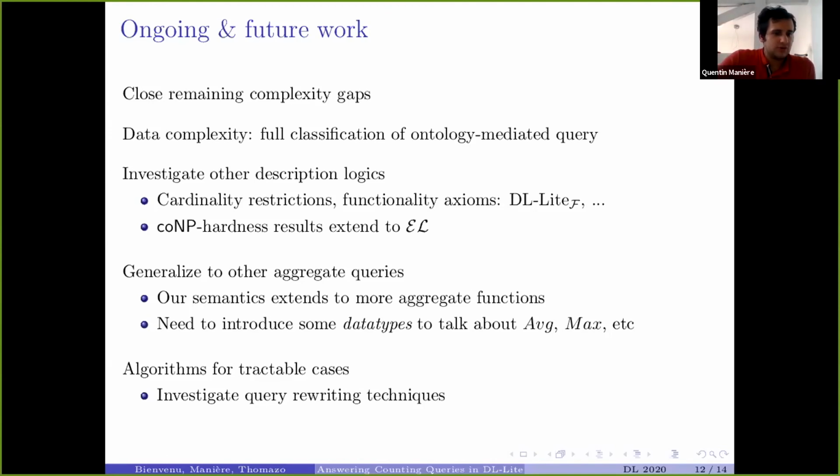And we also already know that our CoNP hardness results extend to EL. It might also be interesting to generalize to other aggregate queries, as our semantics quite naturally extends to this. And in the tractable case we identified, it might be interesting to have an actual algorithm, for example, by investigating query rewriting techniques.